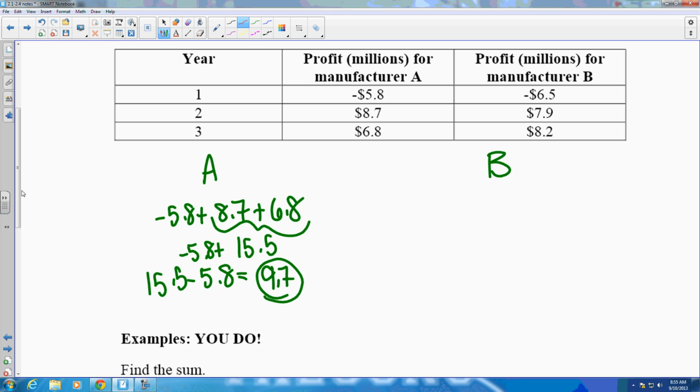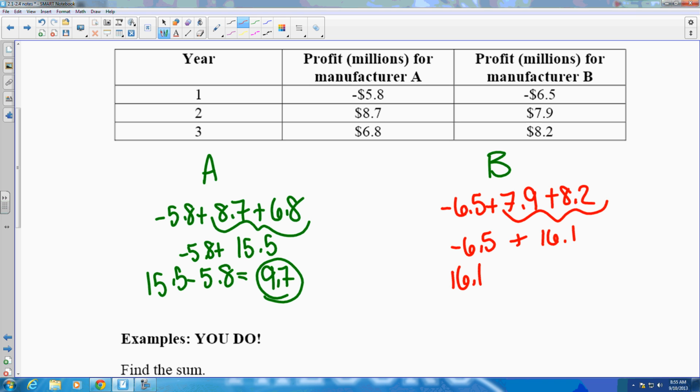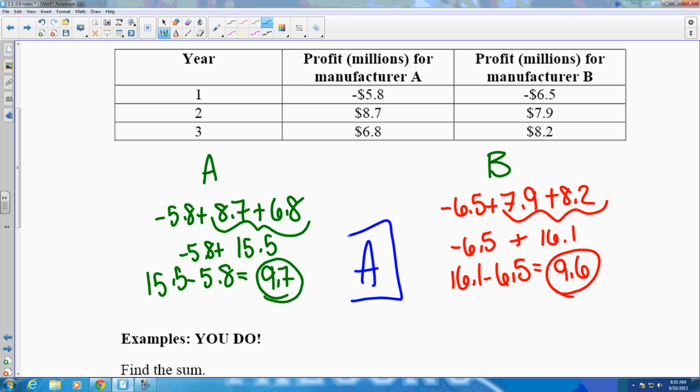And B, we are adding negative 6.5, 7.9, and 8.2. Again, the easier thing to do would be to add the common signs. That will give us 16.1. We're adding on negative 6.5. Opposite sign, so we subtract, and we get 9.6. And make sure we use the common sign, which was positive, so we did. So which one was greater? A had the greater profits.